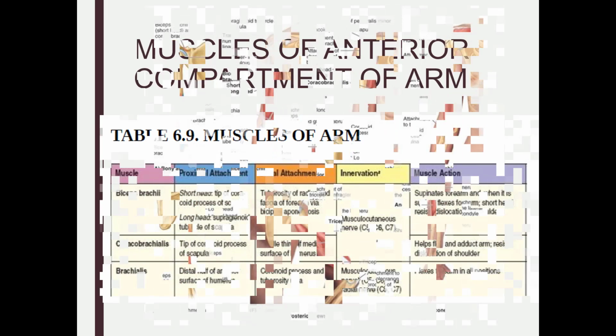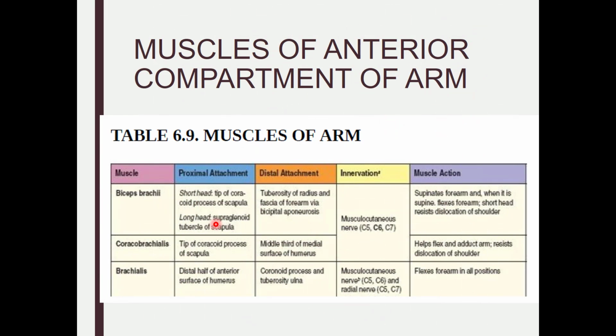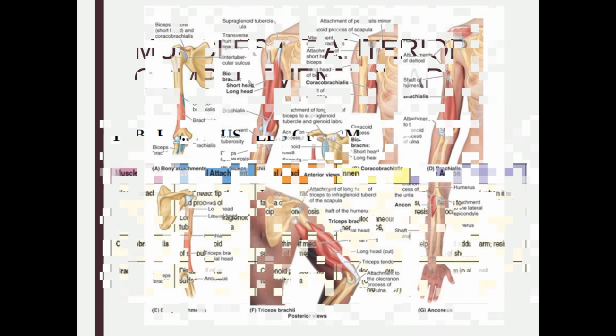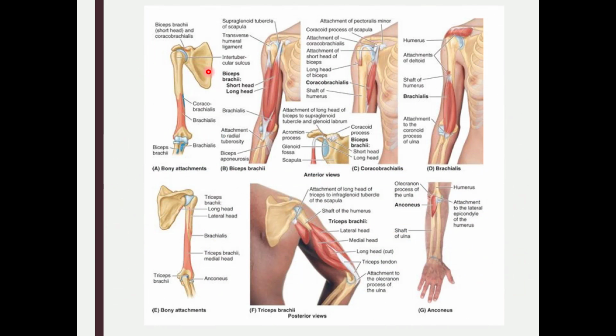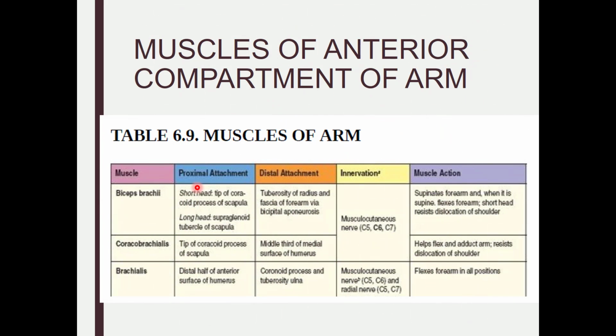are originating. Okay, the long head originates from the supraglenoid tubercle of the scapula. It is originating from the supraglenoid tubercle. See here in this diagram, this is the supraglenoid tubercle of the scapula, from where the long head, this is the long head, and it is passing through the transverse humeral ligament, and it is originating from the supraglenoid tubercle of the scapula. So this is the long head of the biceps brachii.